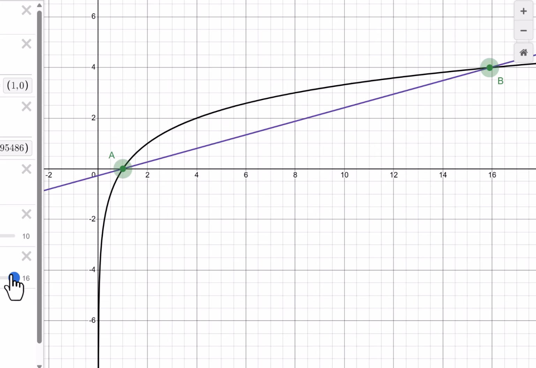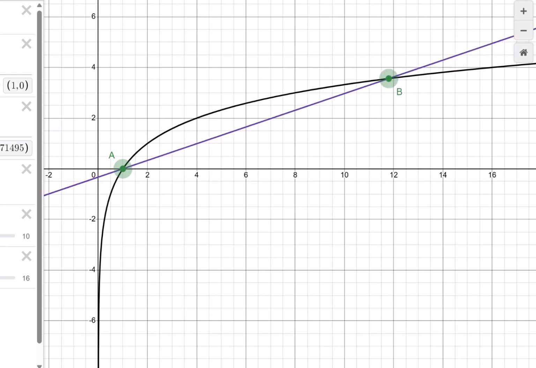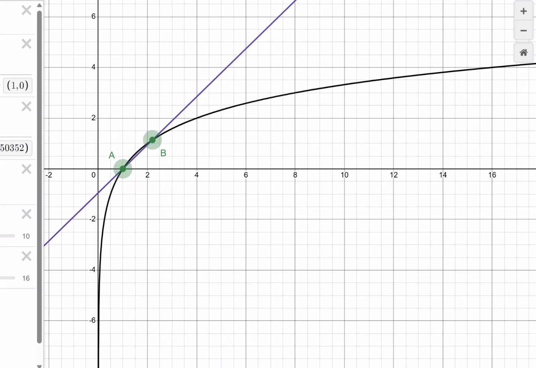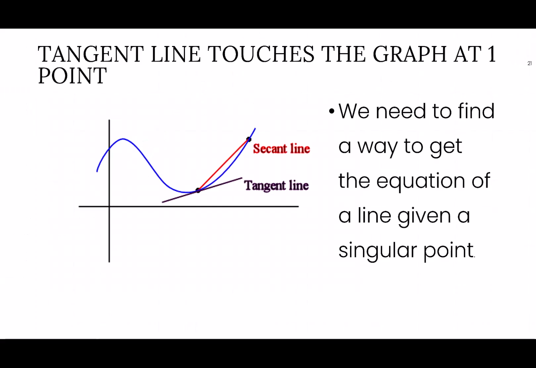In this graph, I'm going to let A be my fixed point and I'm going to move B. Watch as I move B, my line gets steeper and steeper. The closer I am to A, the higher the slope goes up. We want to find the equation of the tangent line, which is a line that touches the graph at one point. To do that, we need to look at difference quotients, which we'll do in our next video.